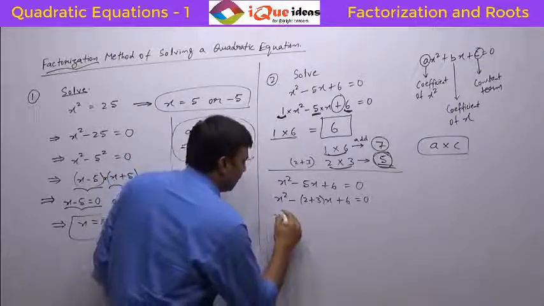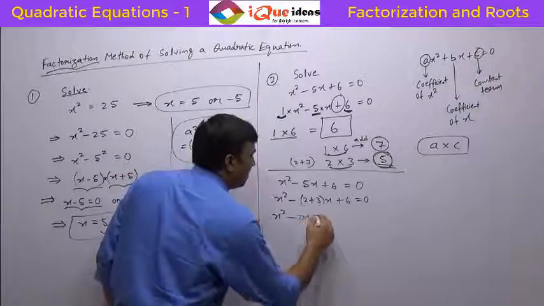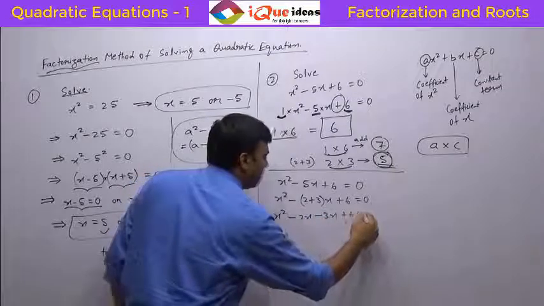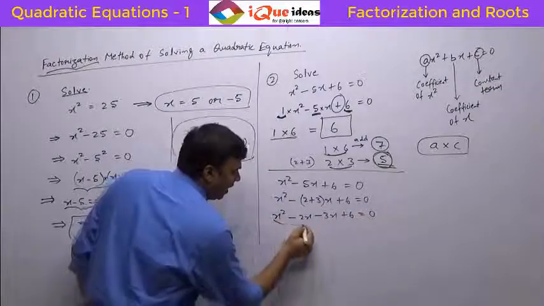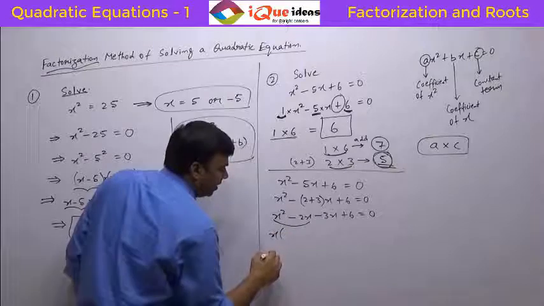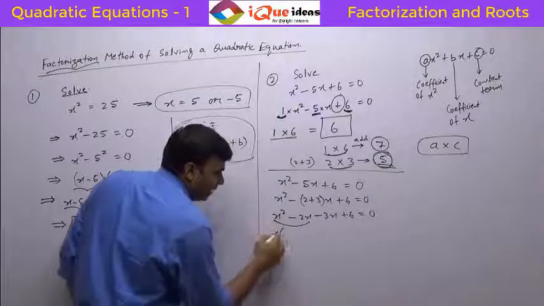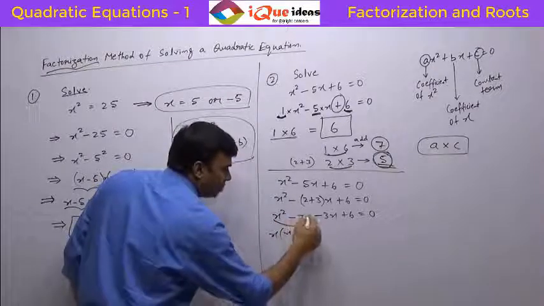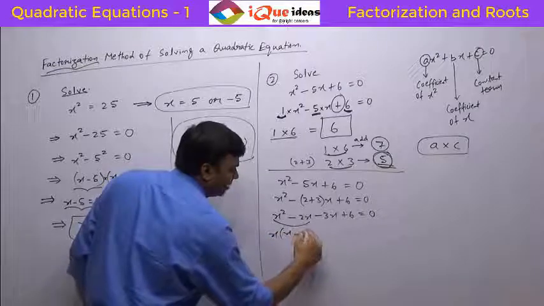Now, if you open it, it will be x square minus 2x minus 3x plus 6 equal to 0. Now, from x square and minus 2x, you can take x common. Inside it will be, from x square, if you take out x, x will remain. From minus 2x, take x out, so you get minus 2.